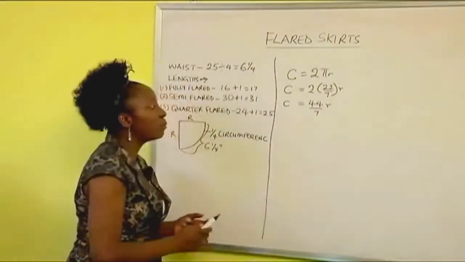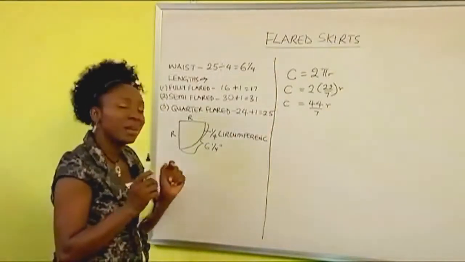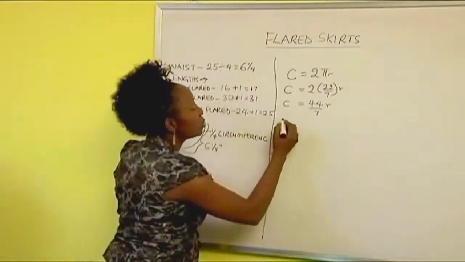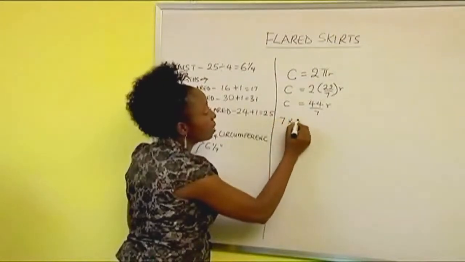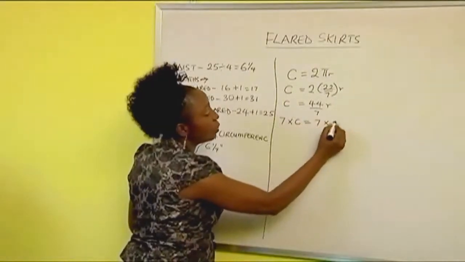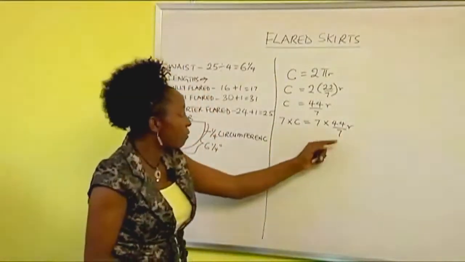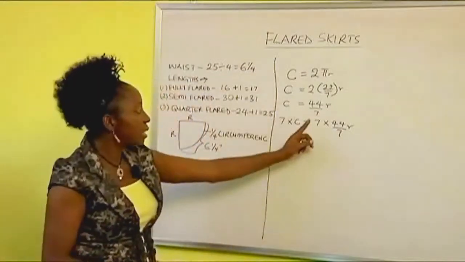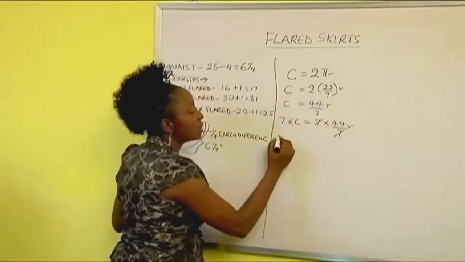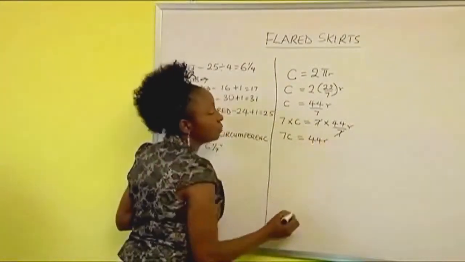Now, after I've done this, I'm going to multiply both sides by 7, because I'm trying to see how I'm going to make r the subject of the formula. So I'll just take my 7, I multiply by C. I multiply C with 7, and that will give me 7 times 44/7 r. In mathematics, once you have this, you know 7 will cross 7 out, so you cross those out. So when you cross that out, what you're left with is 7C equals 44r.